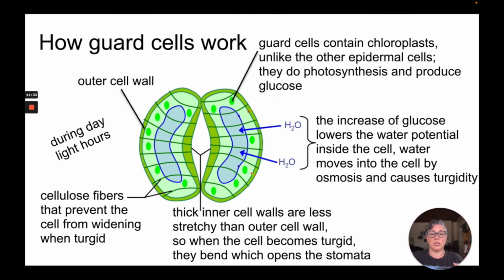So again, just to review, photosynthesis happens, there's an increase in glucose, that's going to lower the water potential, water enters, and the cells become turgid. Because of the cellulose fibers, the thin outer cell wall and the thick inner cell wall, the cells are going to bend rather than expand. And so therefore that is what opens the stoma.